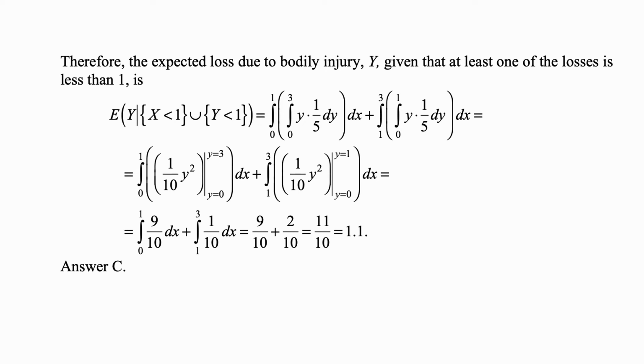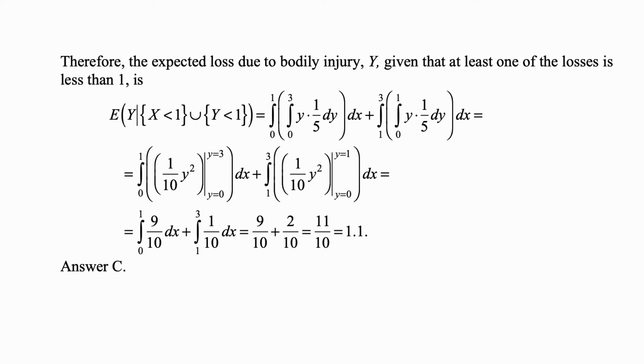Therefore, the expected loss due to bodily injury, which is y, given that at least one of the losses is less than 1, is the expected value of y, given that x is less than 1 or y is less than 1. And then we just take two separate integrals of y times the density over the two non-overlapping regions. So first, for x between 0 and 1 and y between 0 and 3, y times the density of 1/5 dy, and then dx, the second integral with respect to x.